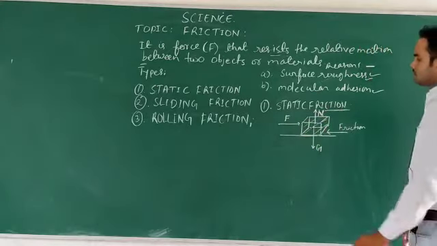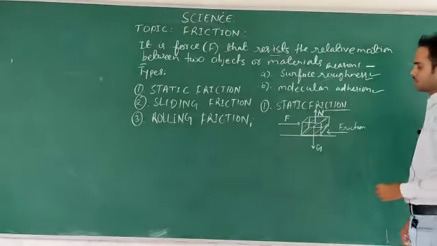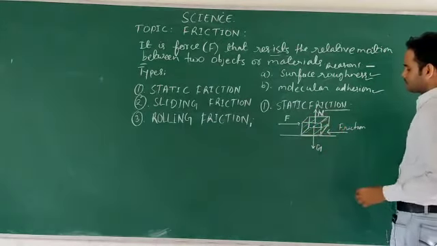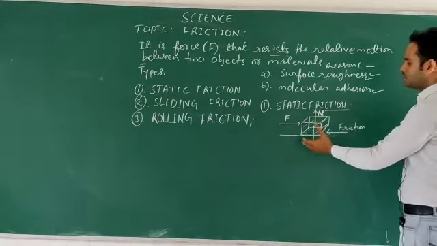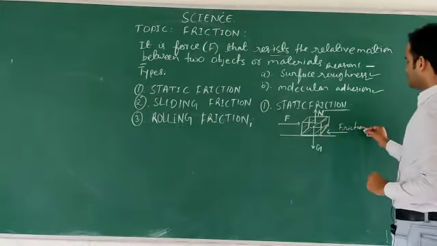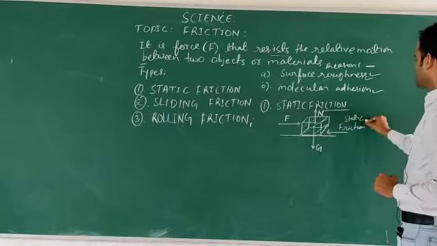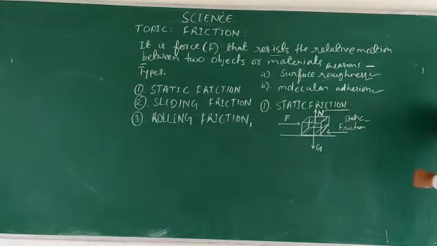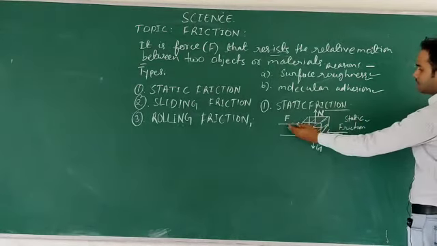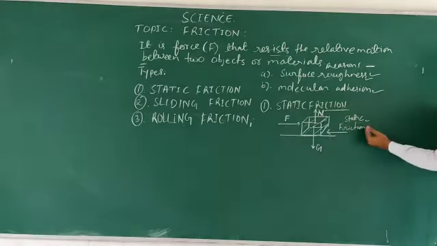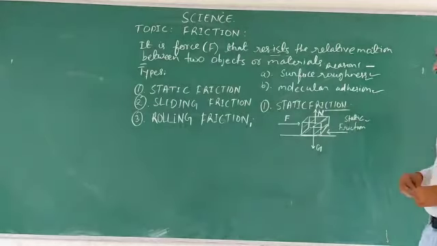Here we are applying a force, but the object is not moving, it is in a stationary position. So why is it not moving? Because there is a force of friction, which is known as static friction. The applied force is not enough to move it, because it is not more than the static friction which is applicable here. So this type of friction is known as static friction.